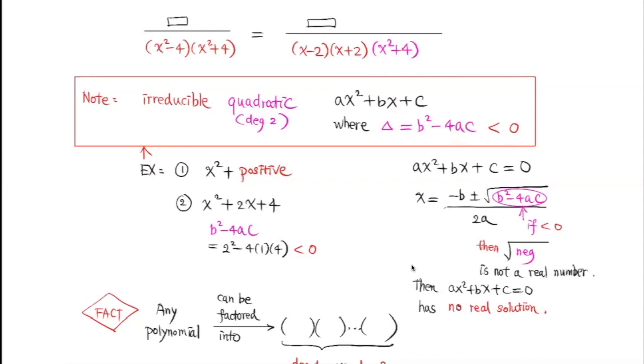Now, in general, if you have x squared plus a positive number, that's irreducible, like x squared plus 4, x squared plus 9, etc. Now, this one here is also irreducible. How can I tell? I look at the b squared minus 4ac, and that turned out to be negative. So that's irreducible also. That means you cannot factor it down any further, so it has to remain degree 2. You cannot break it down into degree 1.